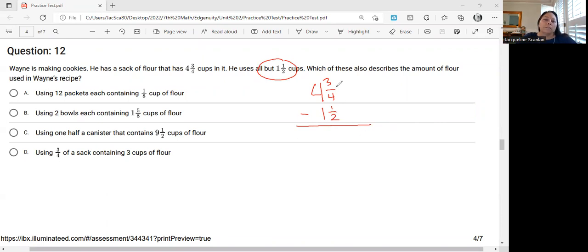Now again, ladies and gents, you can go over to Desmos and use it to help you solve this. I'm going to do it mathematically. So I'm going to find common denominators. The lowest common denominator is going to be 4.